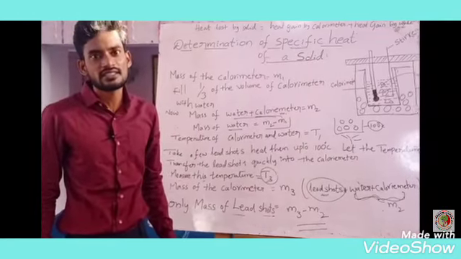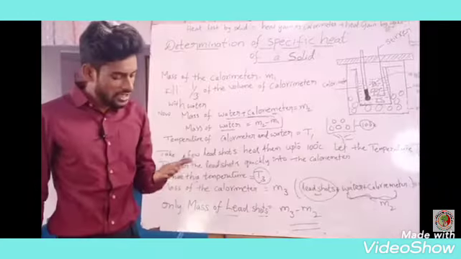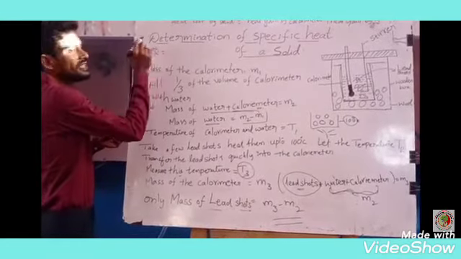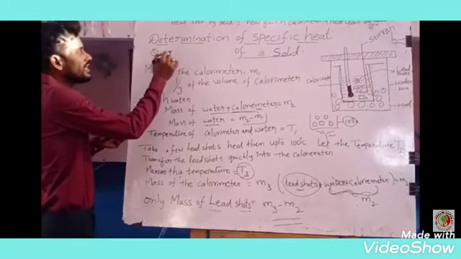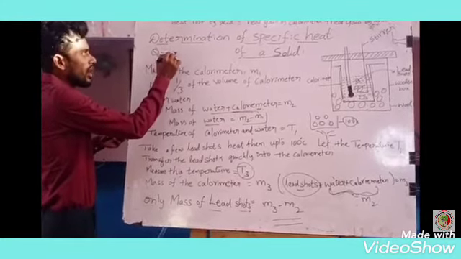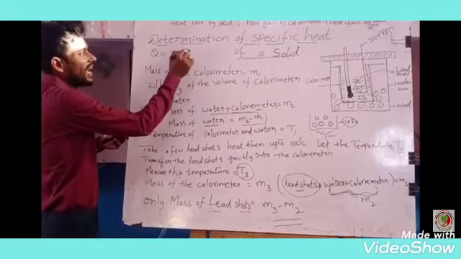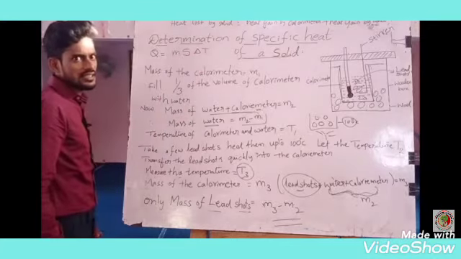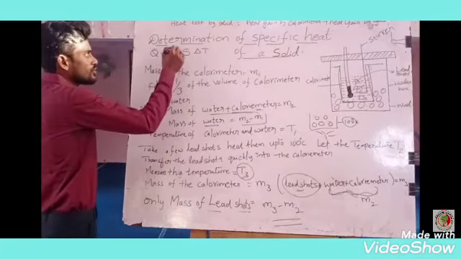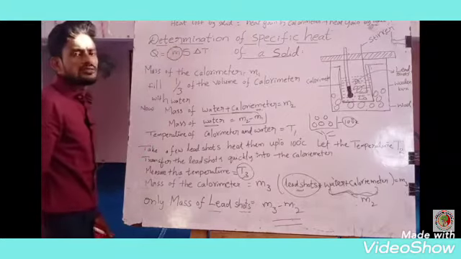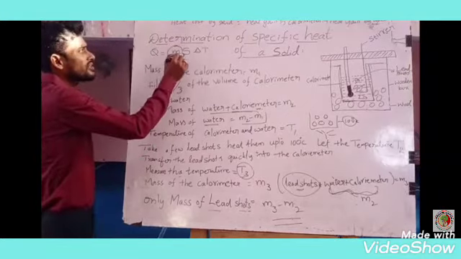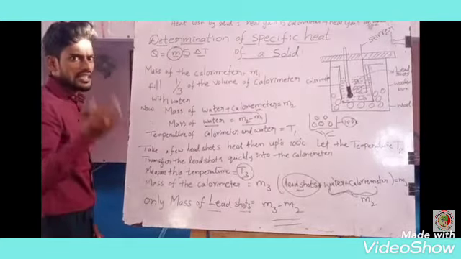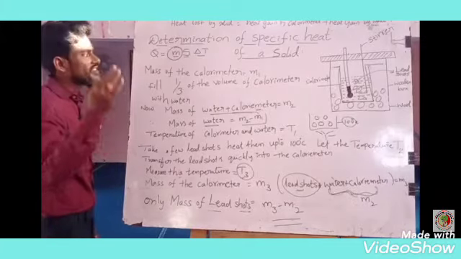Students already know heat should be indicated with Q. It should be the product of mass, specific heat and temperature change, nothing but delta T. Heat always should be taken as the product of mass, specific heat and temperature change. Here, three different materials are here.